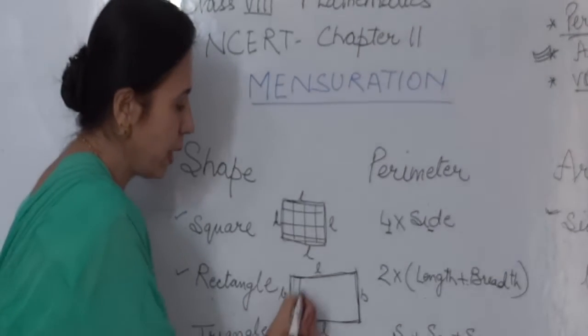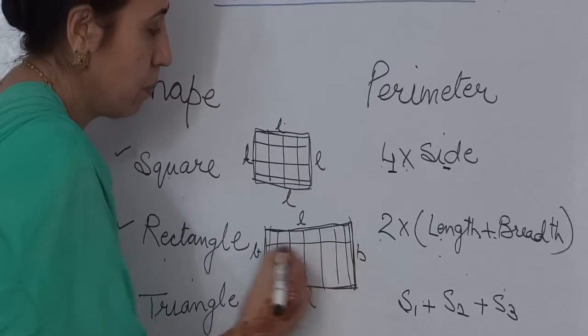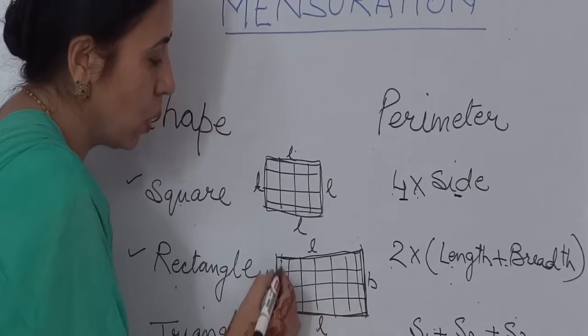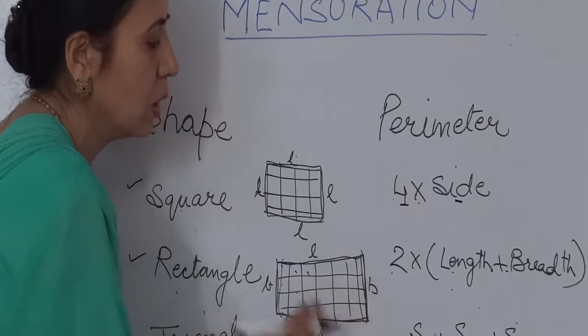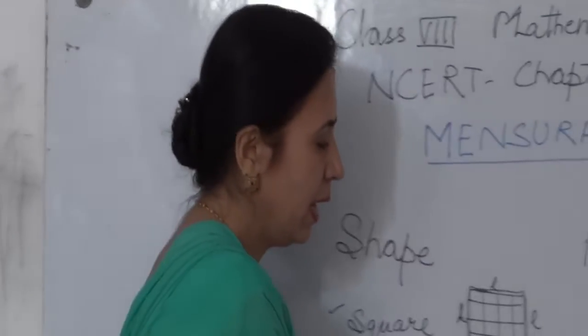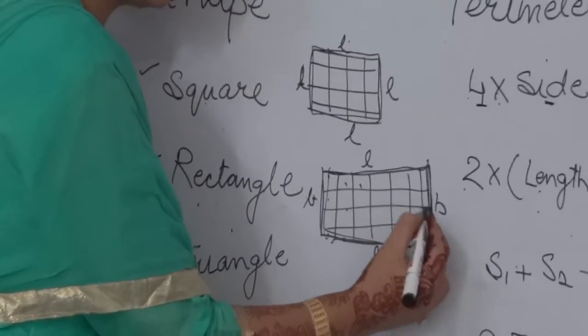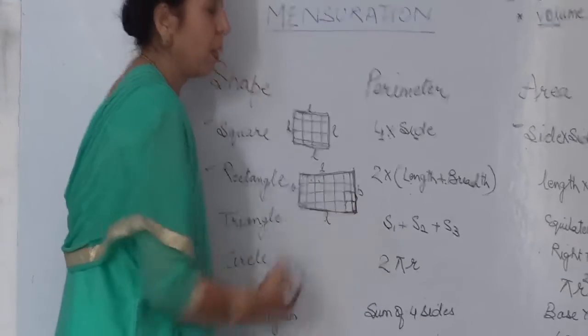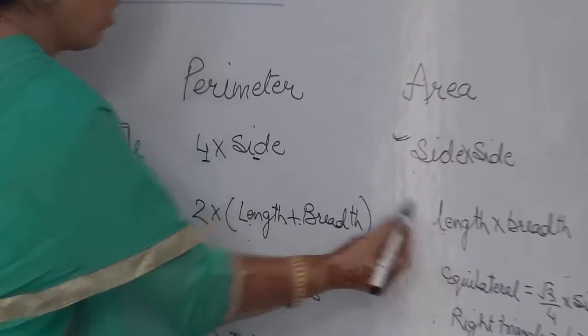Now how much space is this rectangle occupying? That means how many squares it is forming when it is placed on the piece of land. So length multiplied by breadth. This many squares are occupied. That's why the formula for area of rectangle becomes length multiplied by breadth.